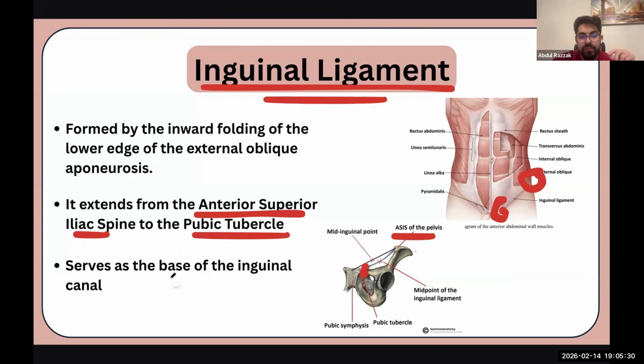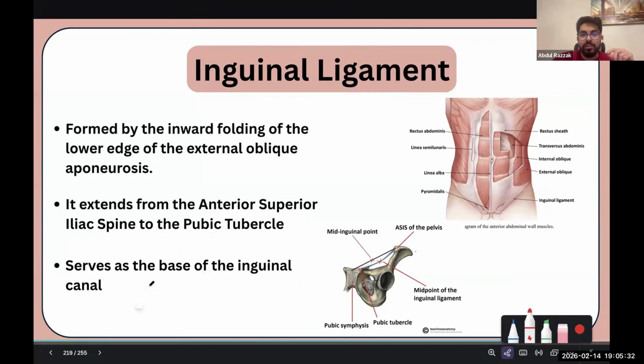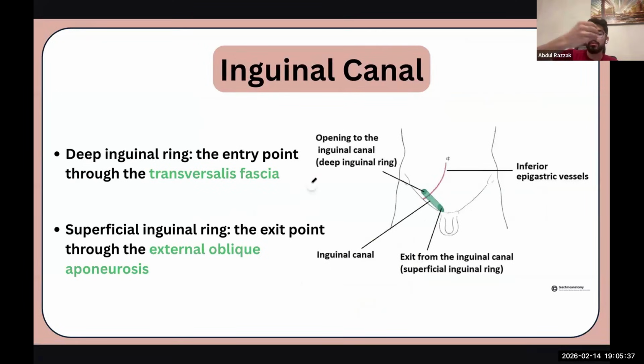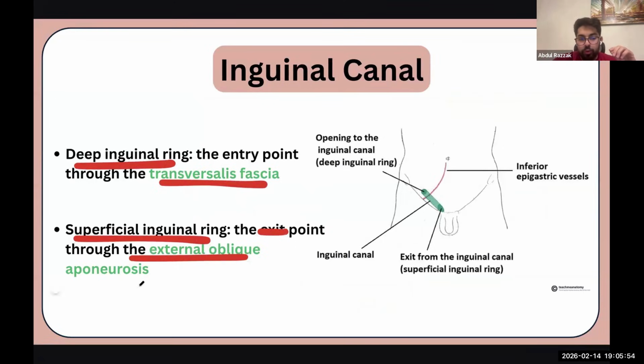The inguinal ligament serves as the base of the inguinal canal. What's the inguinal canal? It's basically a tunnel, and like any tunnel, it has an entrance and an exit. So the entrance to the inguinal canal is the deep inguinal ring, which is the entry point through transversalis fascia. Then you have the exit at the superficial inguinal ring, which is the exit point through the external oblique aponeurosis, which makes sense. The deep one is a hole or the entry through the deeper layer of the anterior abdominal wall. Please know these layers.